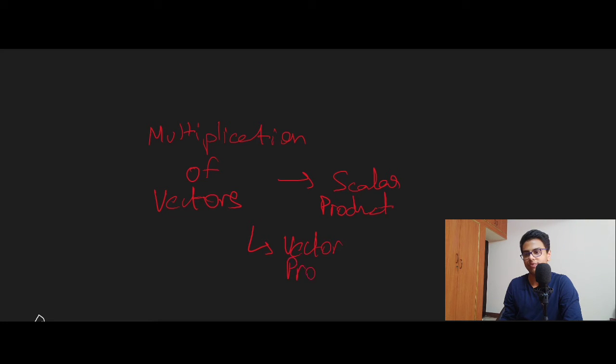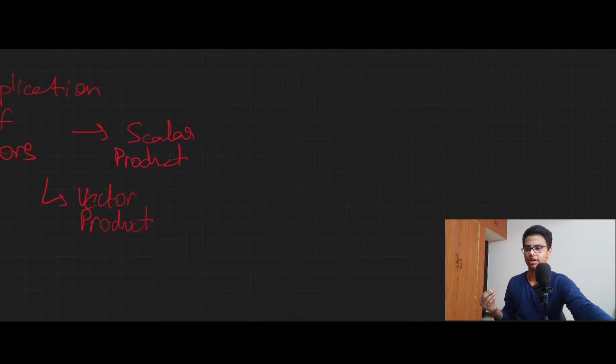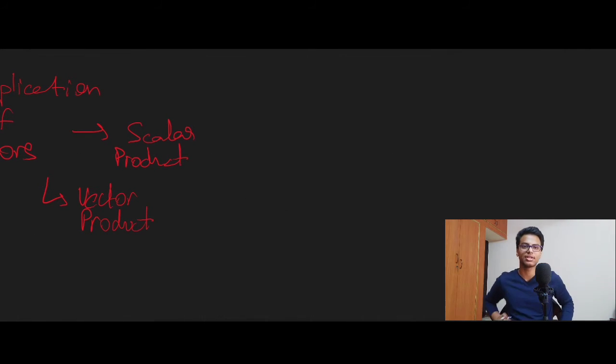We're going to look at both of them. Both are just going to take a few seconds, right? So what is your scalar product and what is your vector product? These are just two different operations that you perform on two vectors, right?